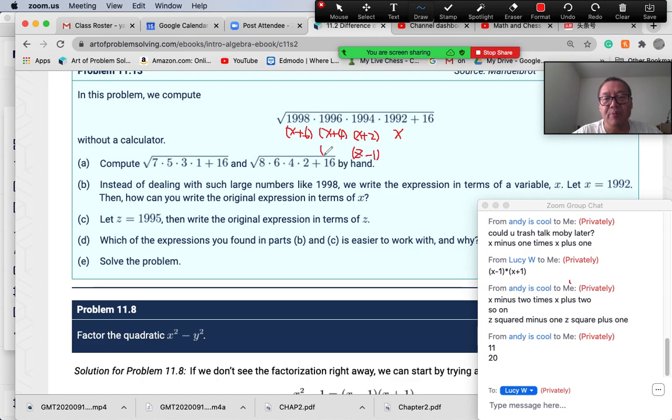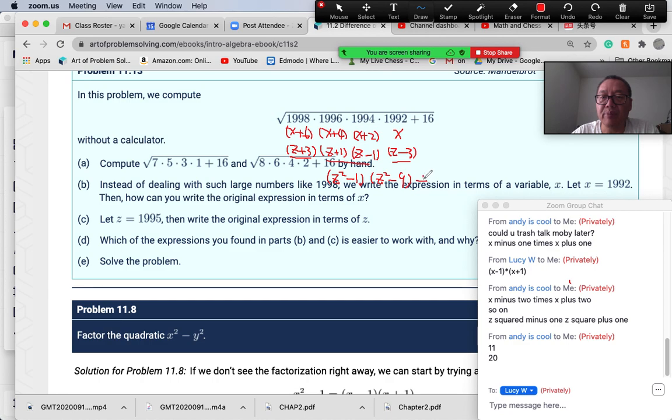This one will be z plus 1. And this one will be z plus 3. And this one will be z minus 3. Say if you can write like this, set z equals 1995. Now this one we can use that formula. We can write this one is z squared minus 1. And this one times this one will equal z squared minus 9, right?